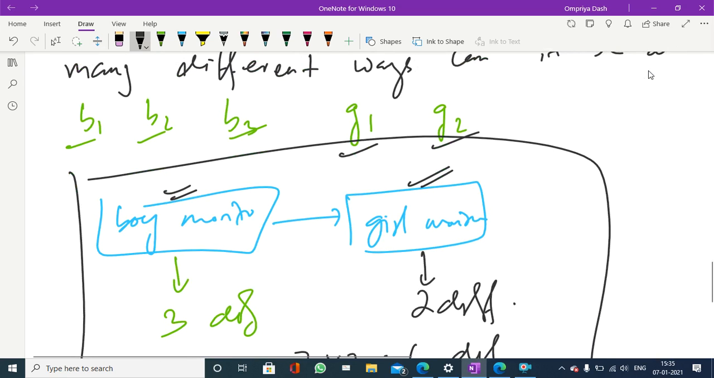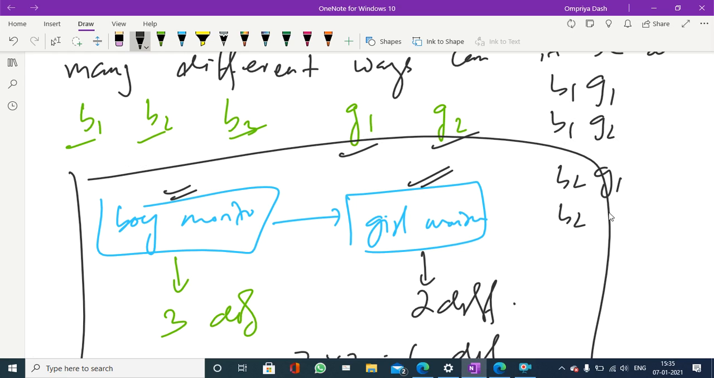And if you want an illustration, it's very easy. Suppose you chose B1 as boy monitor and G1 as girl monitor, or B1 as boy monitor and G2 as girl monitor. Similarly, B2 with G1, B2 with G2, B3 with G1, B3 with G2. You can see that you can do it in 6 different ways.